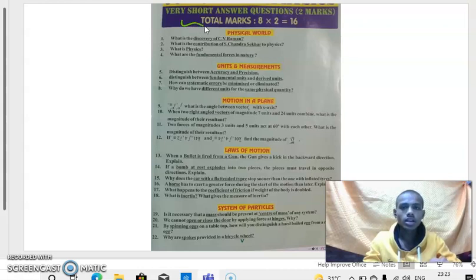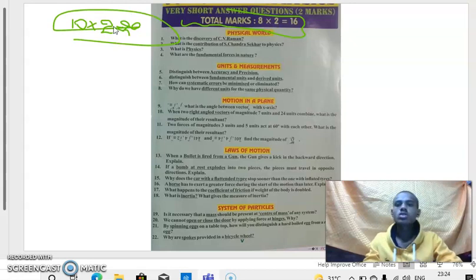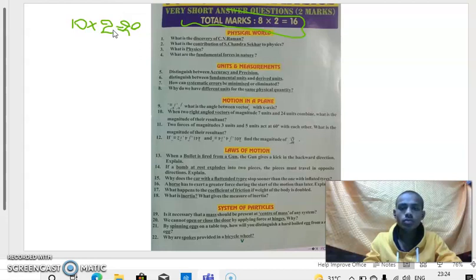In our pattern, we need to write 10 questions and each carries 2 marks. Okay, 2 marks, then the 20 marks. In our first section, 20 marks. Okay, so now let's discuss this, how.